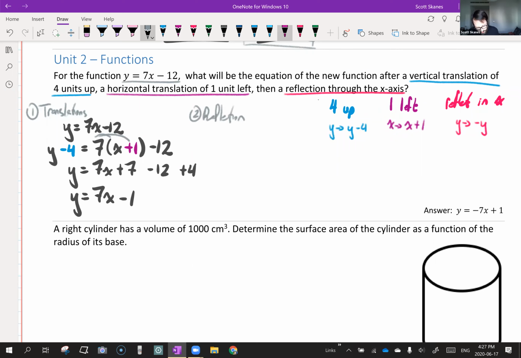Do the reflection. The way I think about this, take your equation, just put the negative on the y, and then you divide everything by that, or multiply, as you like. I'll show you both ways. You could divide everything and change all the signs. I like to write it this way, and I'm going to show you why.